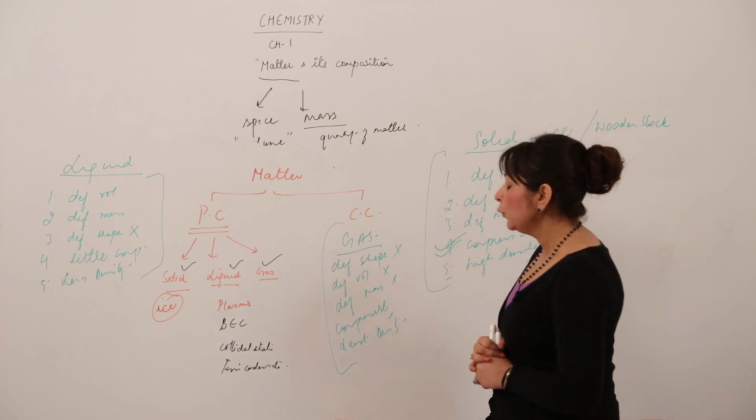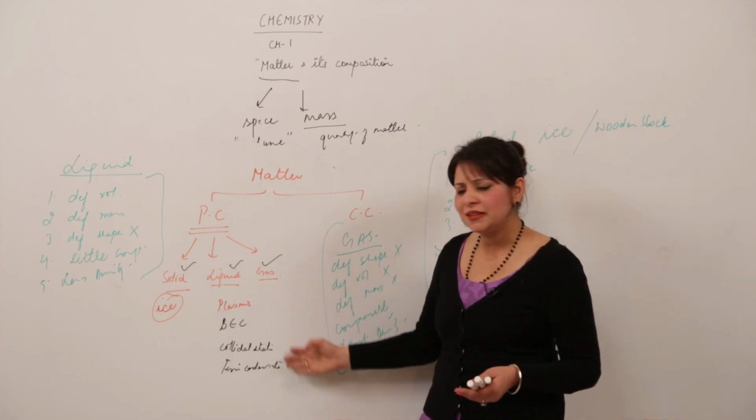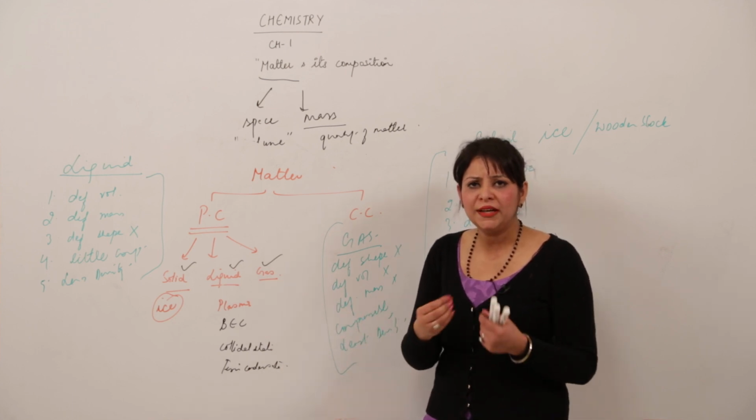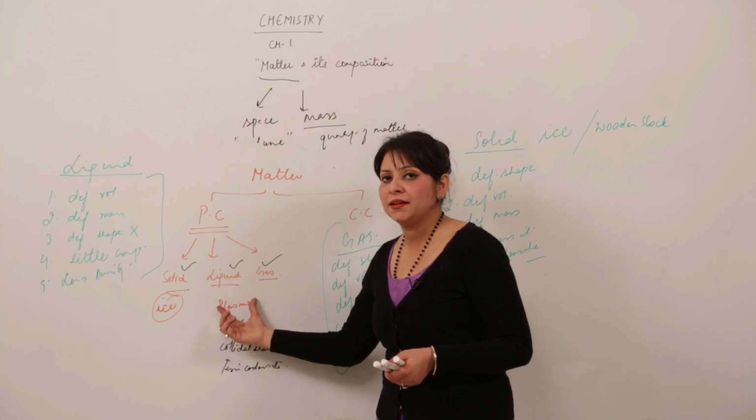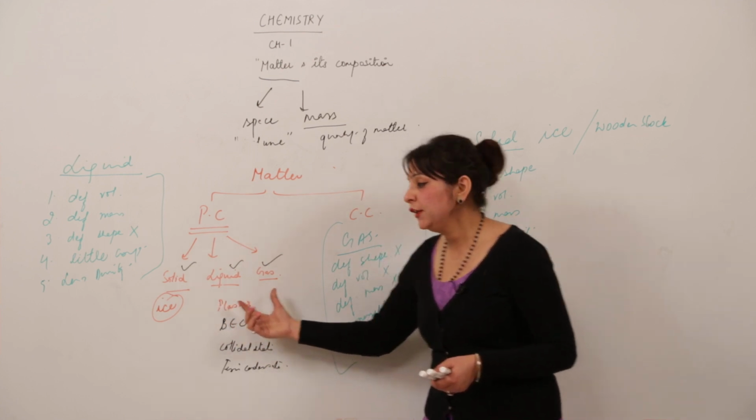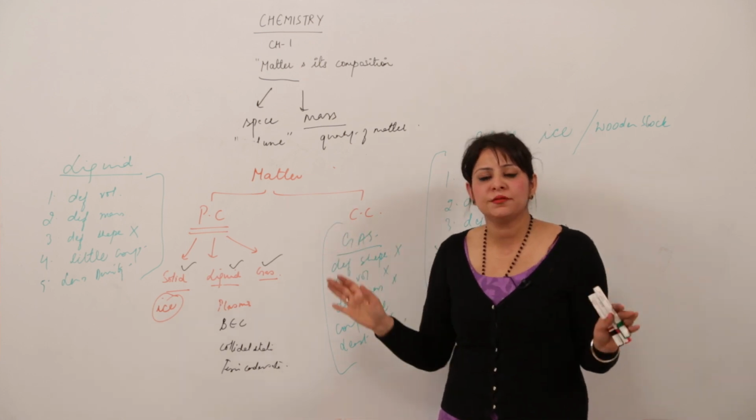Now I want you to know, not much about these terms, but at least you should know what exactly it is. Plasma. Plasma is the 4th state. How can you get it? When you superheat the gas. See, in gas the particles are almost far apart.